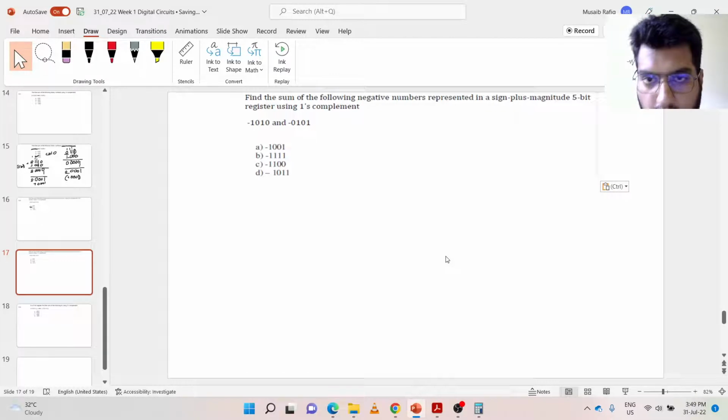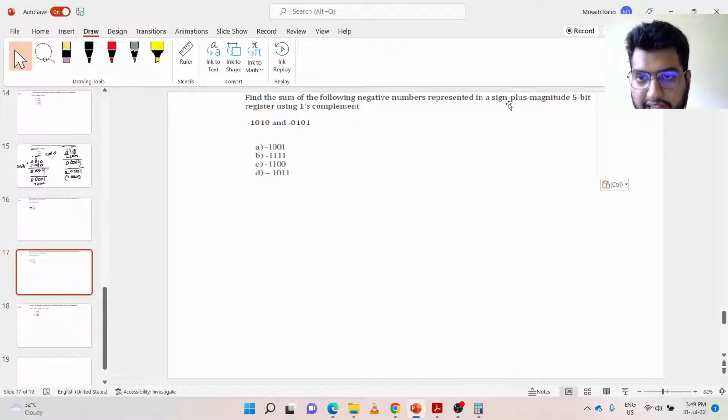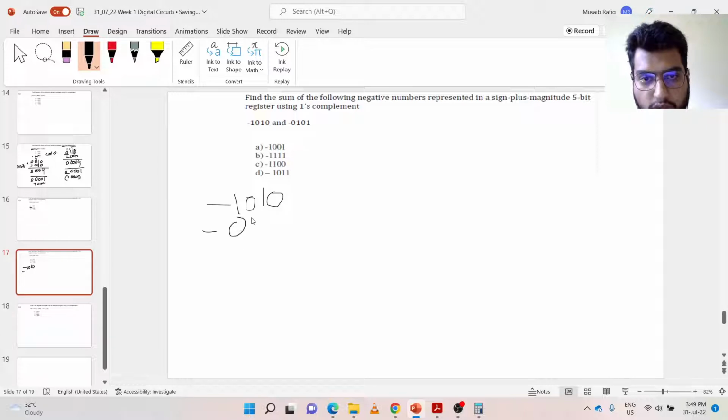This question number 12 asks us to find the sum of the following two negative numbers given here in sign plus 5-bit register using ones complement. Both numbers are negative. Our first number is minus 1010 and our second number is minus 0101. So we'll convert it into 5-bit representation and take ones complement.